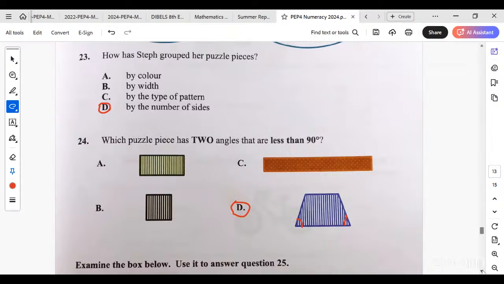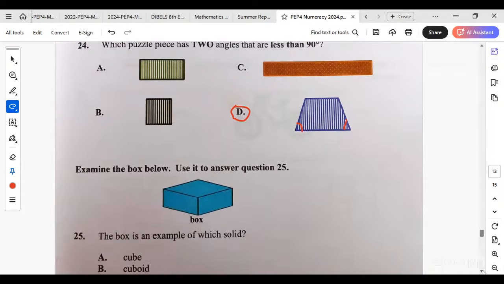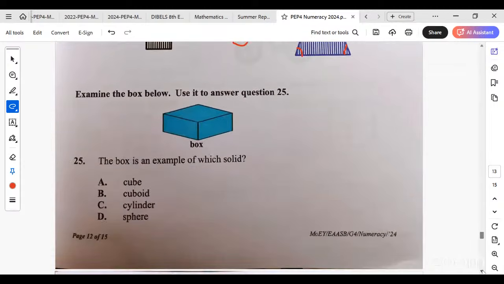Let's get to question 25. Examine the box below. Use it to answer question 25. The box is an example of which solid? Is it a cube, a cuboid, a cylinder, or a sphere? The correct answer is a cuboid. For it to be a cube, all the sides, the faces would have to be the same length. It would be made up of squares, not rectangles. All right, so the correct answer is B, cuboid.